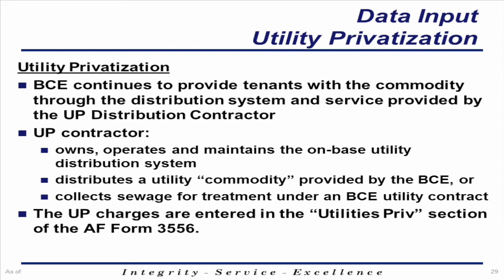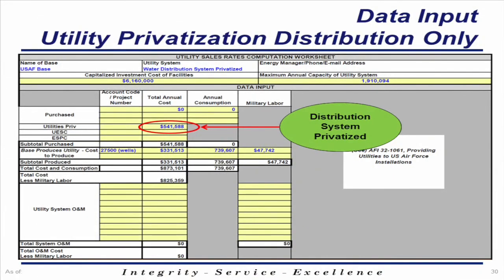You can see the UP contractor now owns, operates, and maintains the on-base utility distribution system. That utility privatization cost is a contract cost paid for by the Air Force. Those charges are entered in the Utilities Privatization section of the Air Force Form 3556.